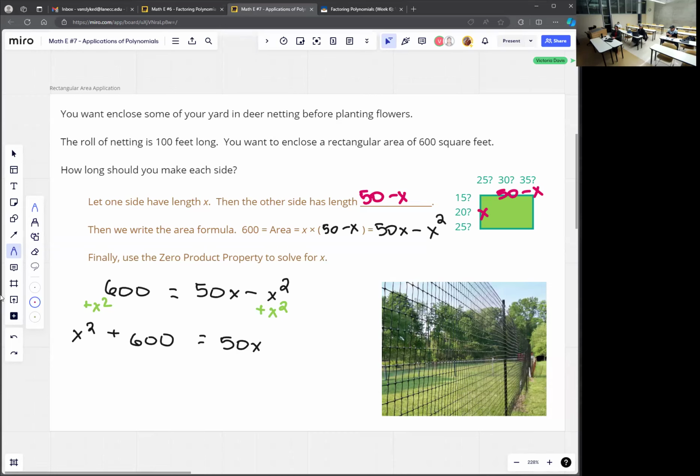Okay, now I want to keep going. I want to move the 50x to the other side. So that's going to become a negative. So I have my polynomial equals zero. And this equals zero makes me very happy because of something called the zero product property. The zero product property simply says when things multiply to be zero, one of them has to be zero. There's nothing else that multiplies to get zero. So we're going to use that.